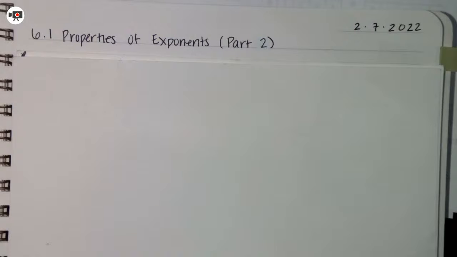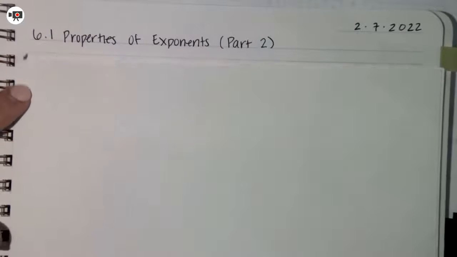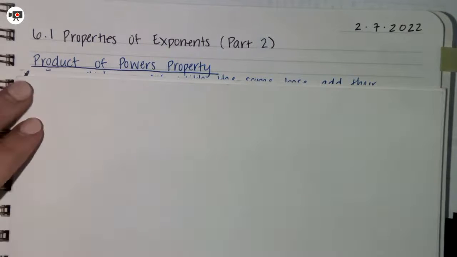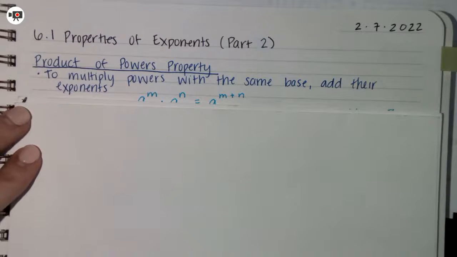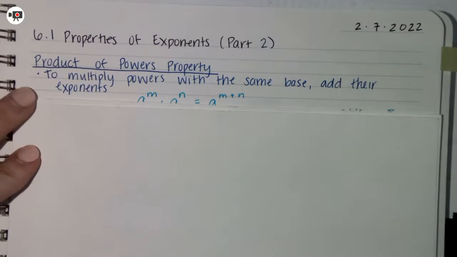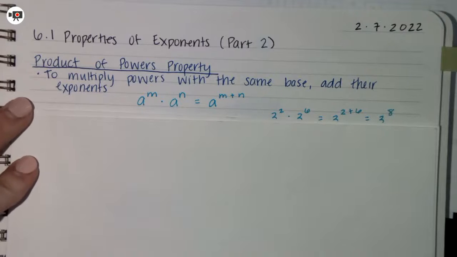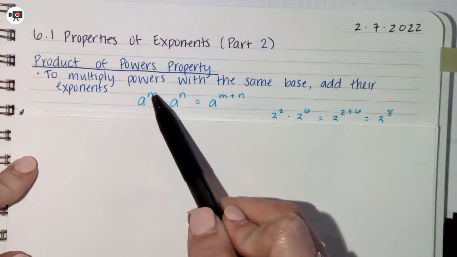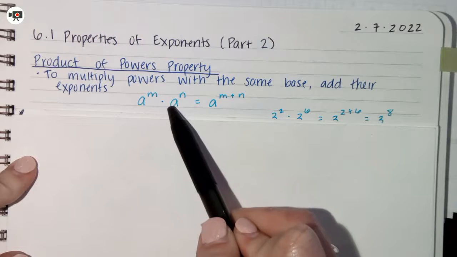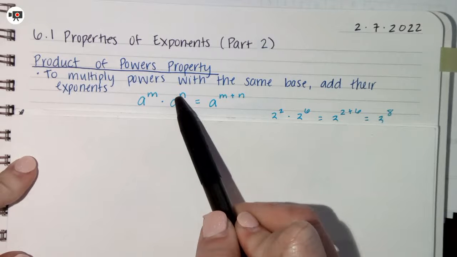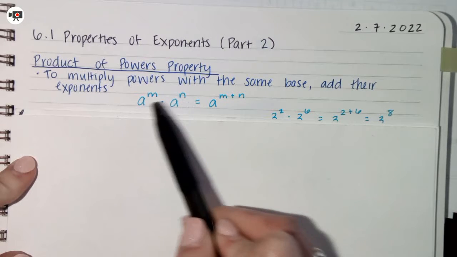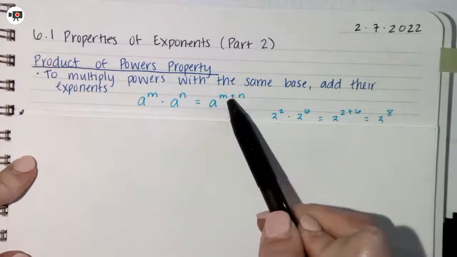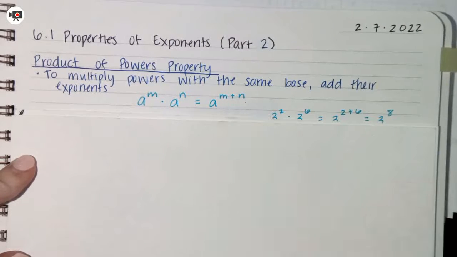This is 6.1, Properties of Exponents, Part 2. The product of powers property says to multiply powers with the same base, add their exponents. So if I have some base a raised to the m power times a to the nth power, I will add the exponents together because the base is the same. So I have a to the m plus n.